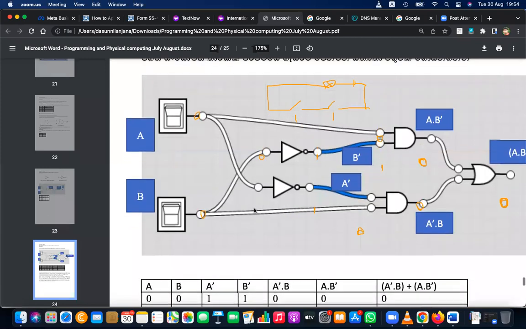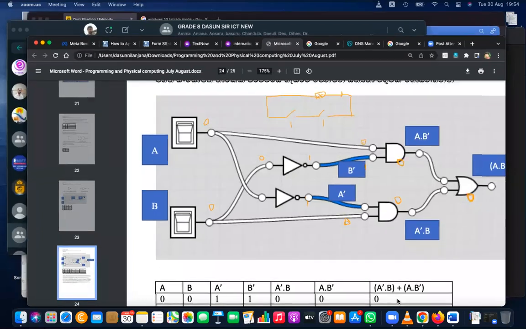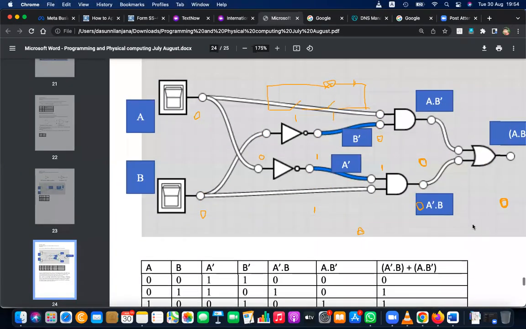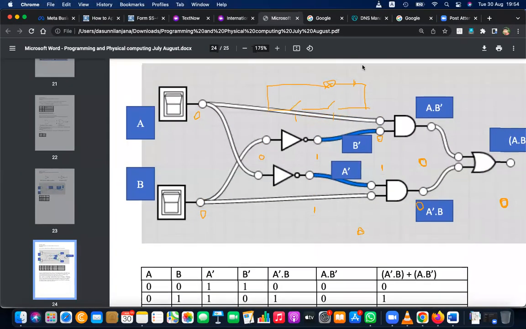Let's go through it line by line. Right, this 0 0 will become: A not is 1, B not is 1, then A and B not is 0, B and A not is 0, and the final answer is also 0. Then let's look at the second line now.